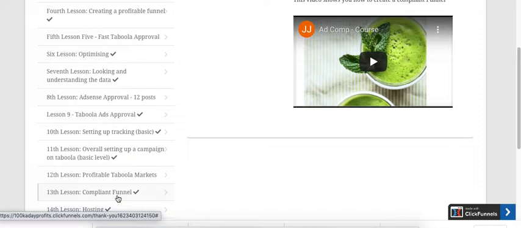So what you've got to understand is there's a few components that build up a compliant funnel. Knowing where to place the ads, knowing where to place the images, knowing the length of the paragraphs, and knowing what articles to write about. When you place them all together, you create a compliant funnel that is AdSense approved.